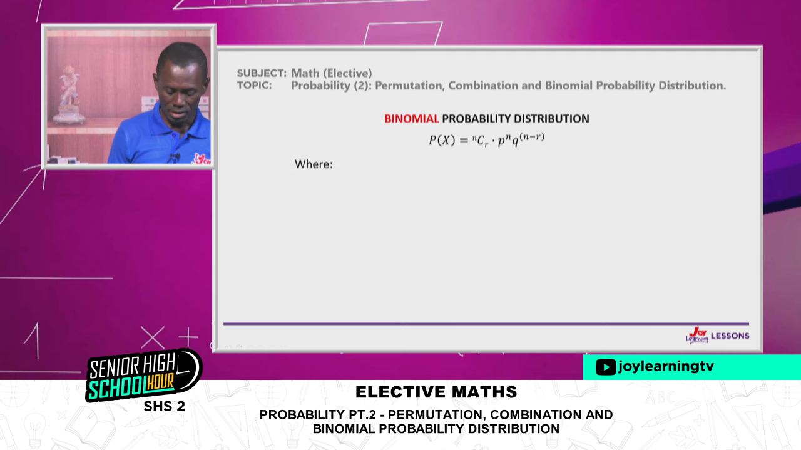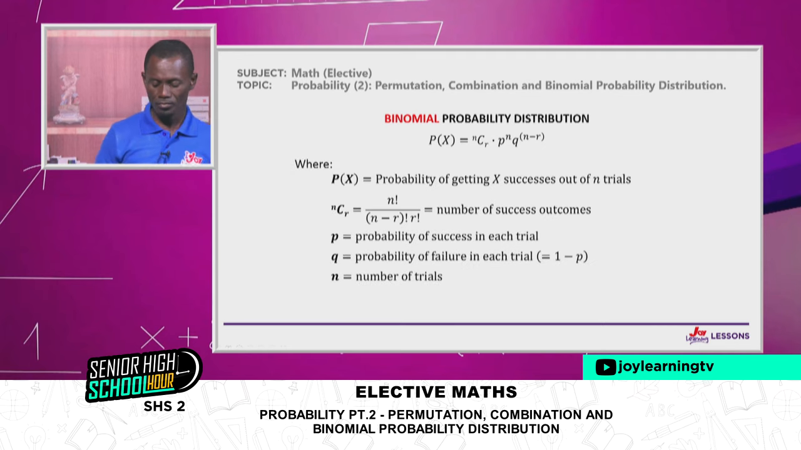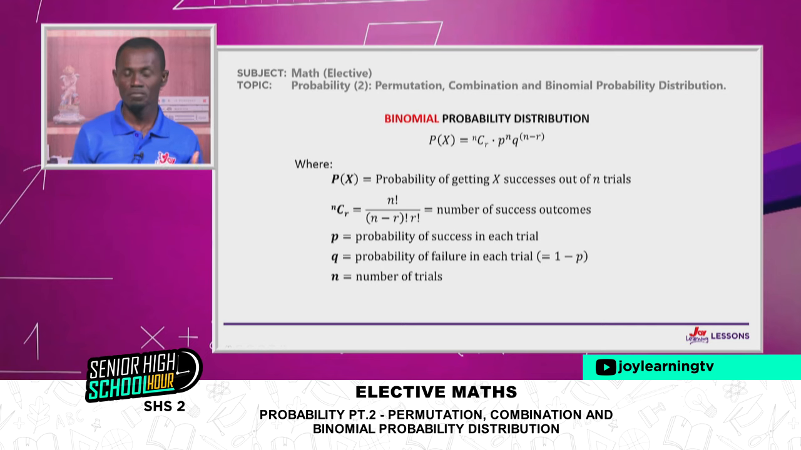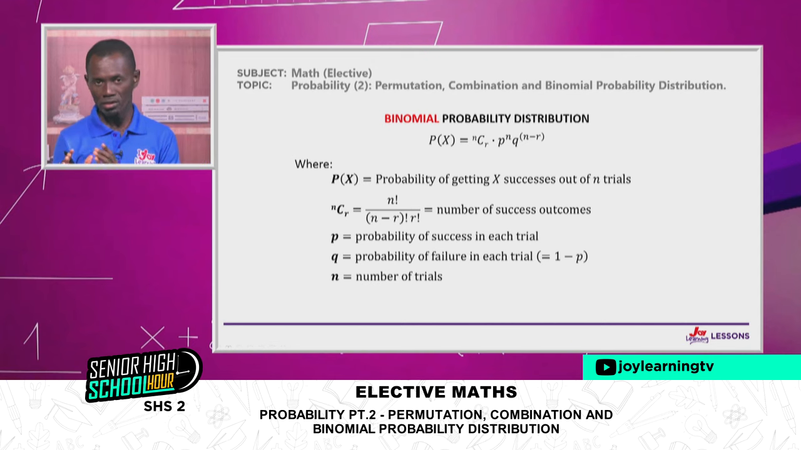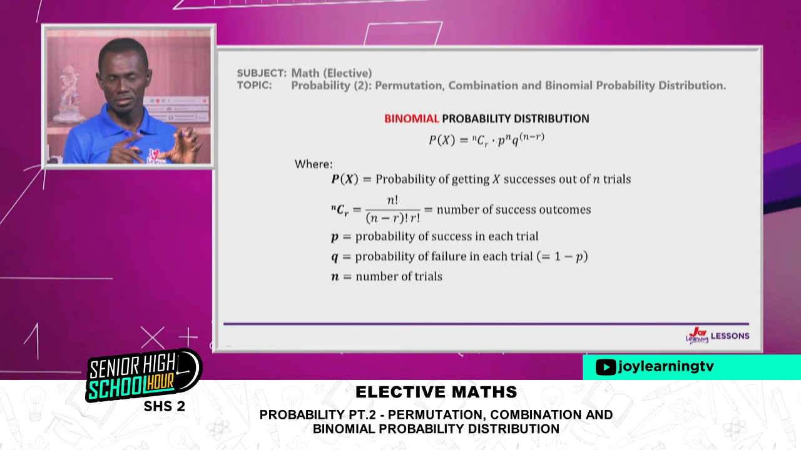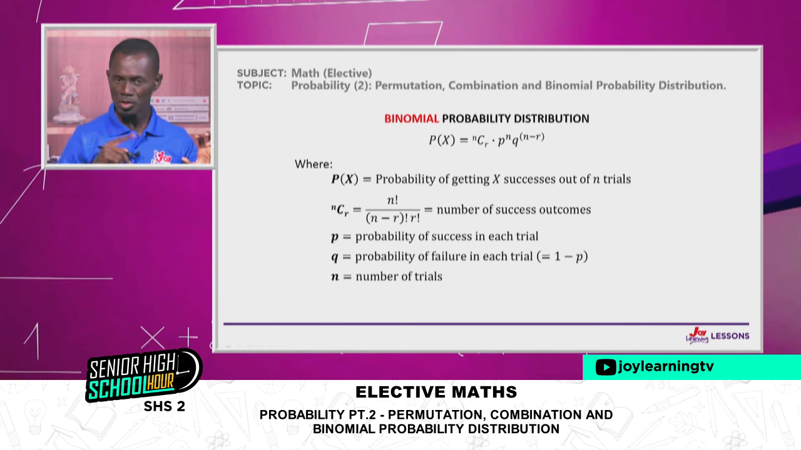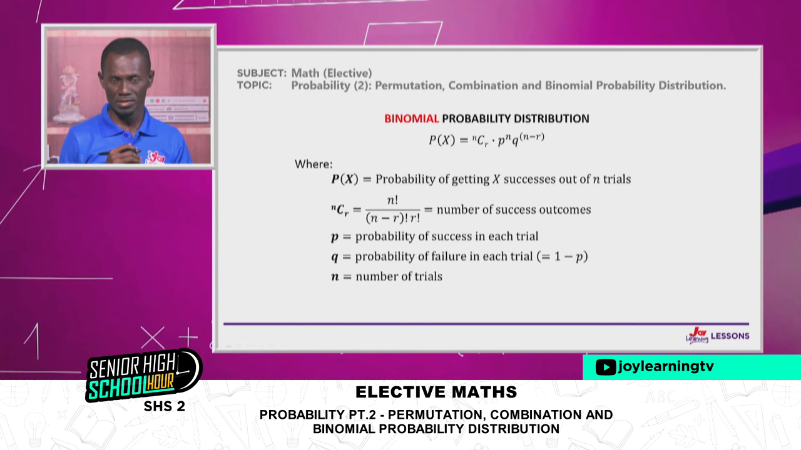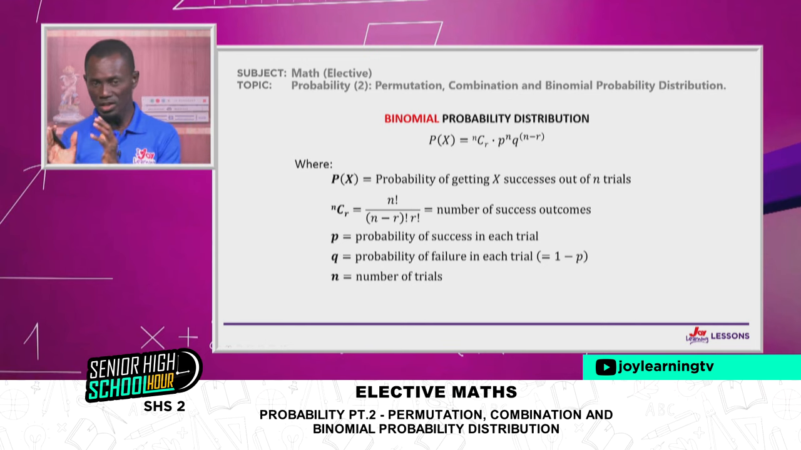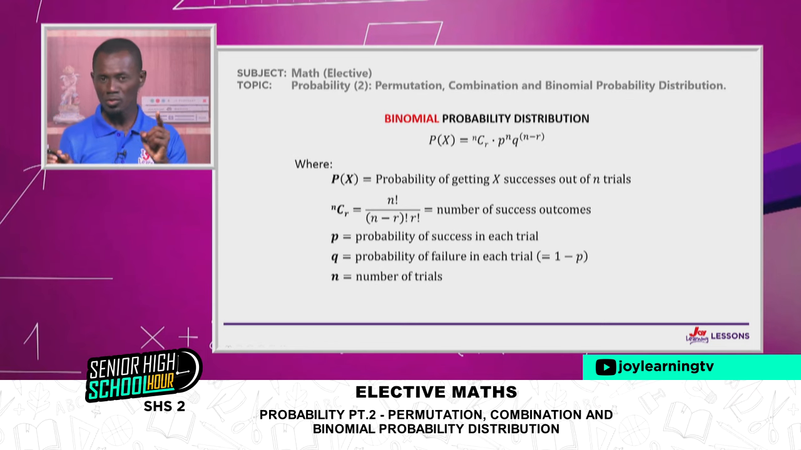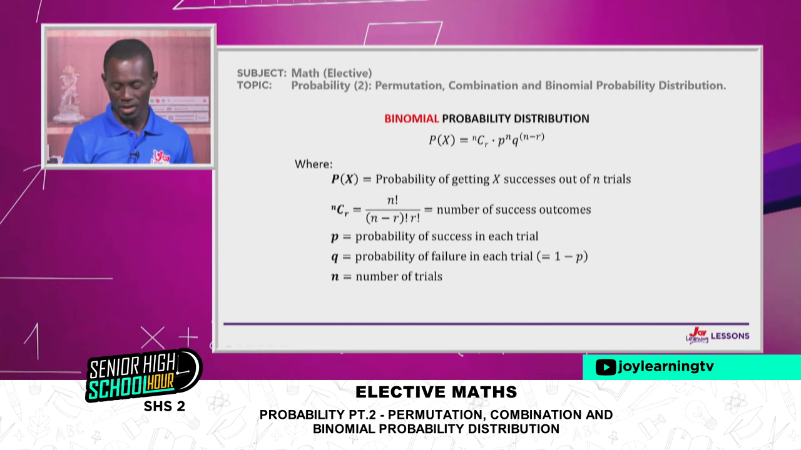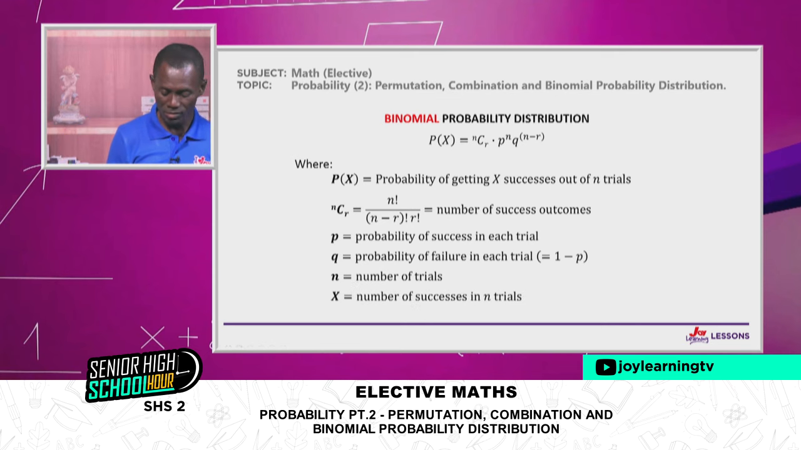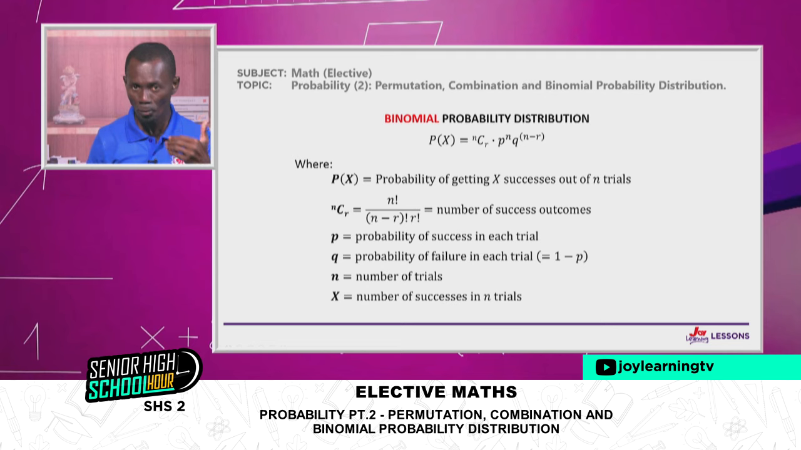Well, let's define the terms. N combination R, we know what that is. P is probability of success. Q is probability of failure. You recall in our first lesson, we said probability that an event will occur plus the probability that it will not occur is equal to 1. So if I know probability of success, then probability of failure is 1 minus probability of success. So if Q is failure, then it is 1 minus P. N is the number of trials, and X is the number of successes in N trials that we hope to find.